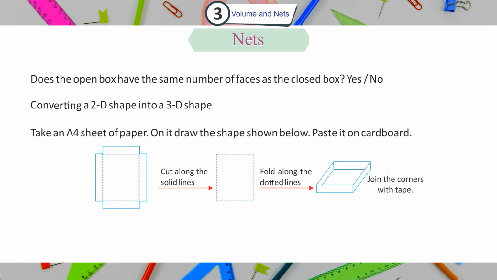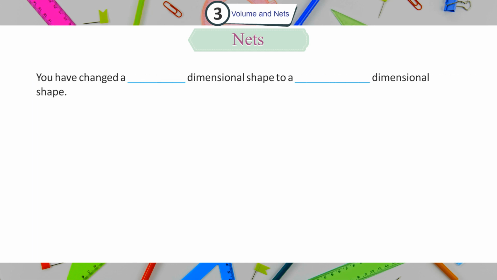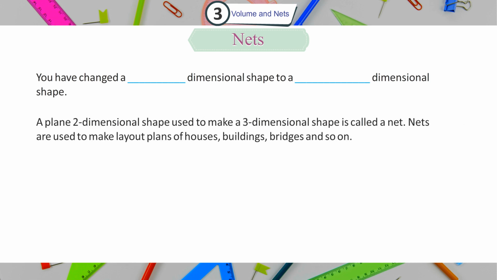Take an A4 sheet of paper. On it, draw the shape shown below. Paste it on cardboard. Cut along the solid lines. Fold along the dotted lines. Join the corners with tape. You have changed a 2-dimensional shape to a 3-dimensional shape. A plain 2-dimensional shape used to make a 3-dimensional shape is called a net.